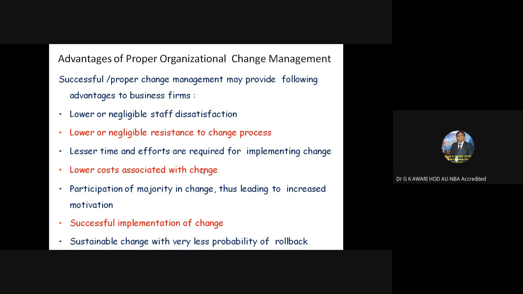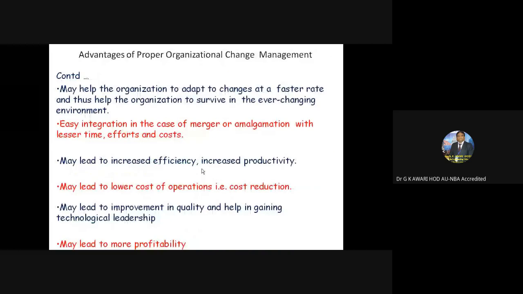So therefore, if the change management principle is implemented successfully for bringing any kind of change, then that change will be a sustainable change with very less probability of rollback. You need not withdraw your decision. You need not roll back your policy. Then it may help the organization to adapt to changes at a faster rate, and thus help the organization to survive in an ever-changing environment.